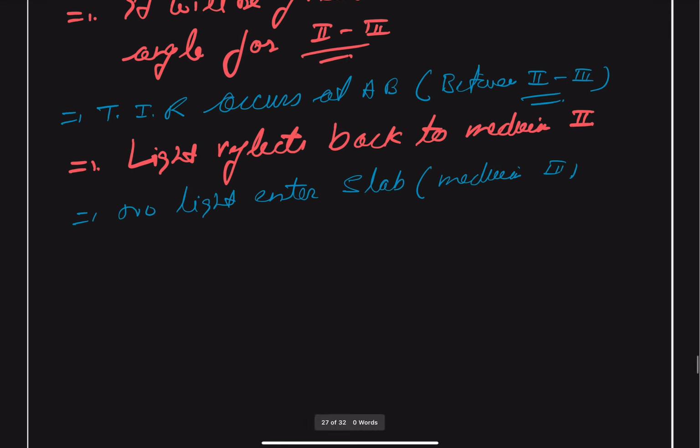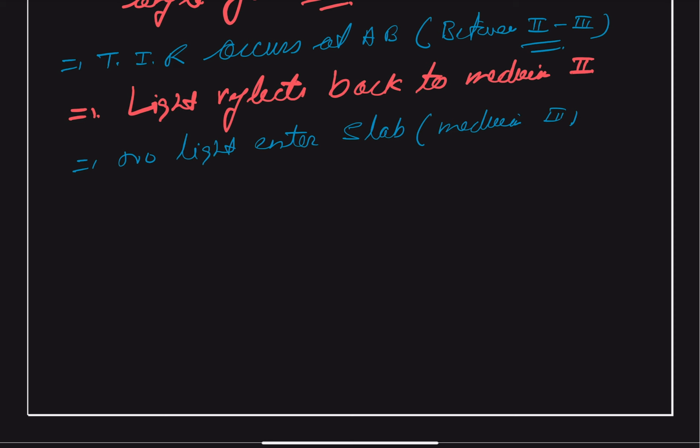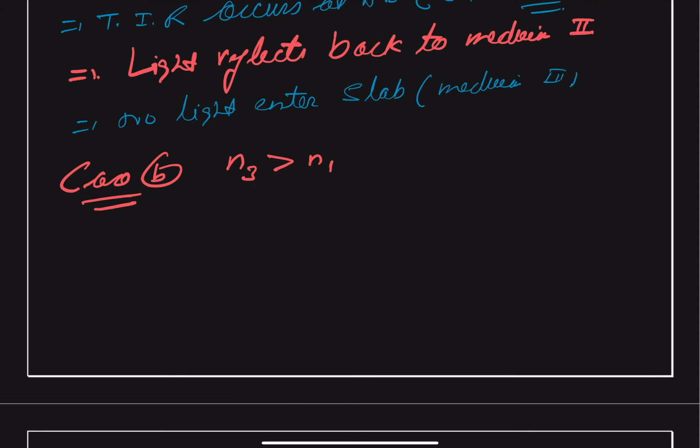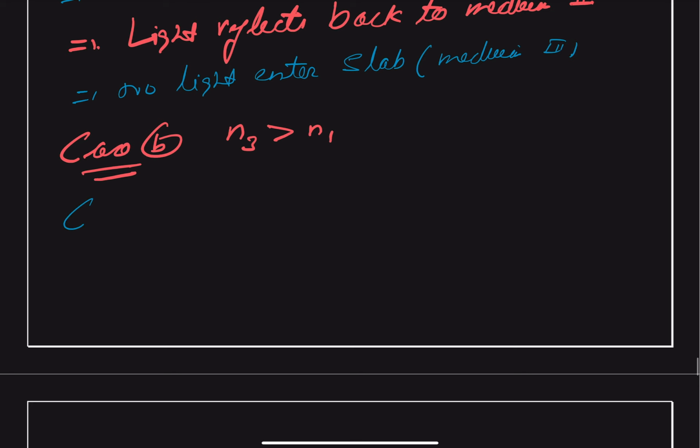Now we come to the second case of it. Case B, and it states that n3 is greater than n1. And from here there will be two sub cases. Okay. So we are going to have two cases. Let us suppose this is case number 1, and under this condition n1 is less than n3 and it's further less than n2.